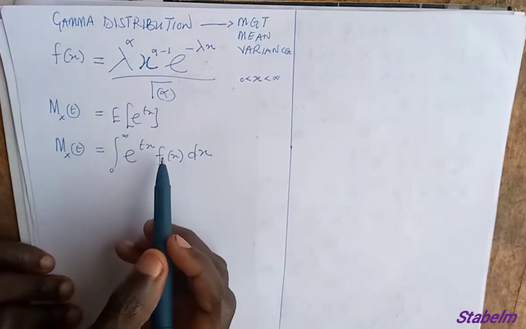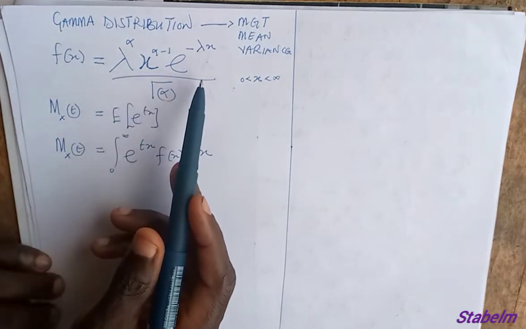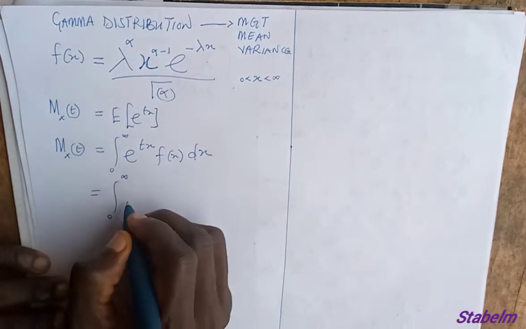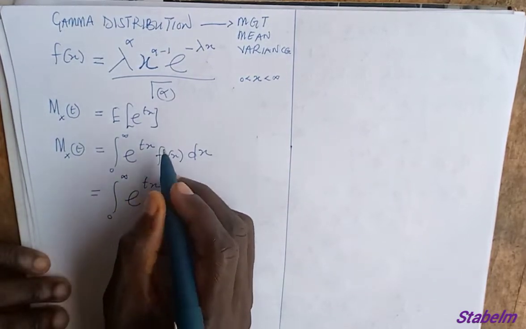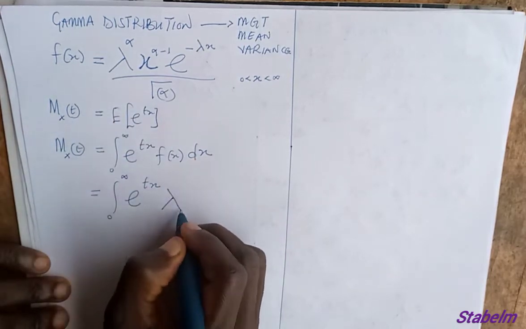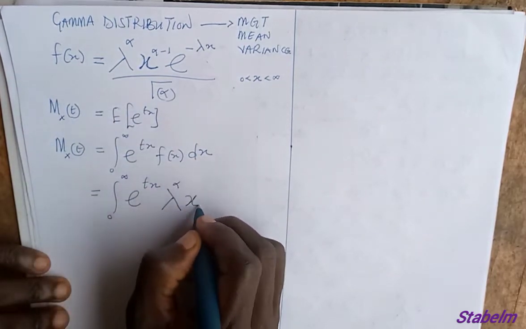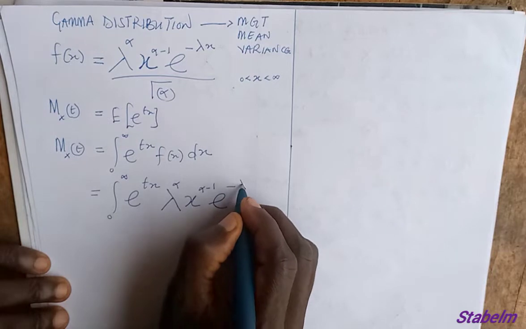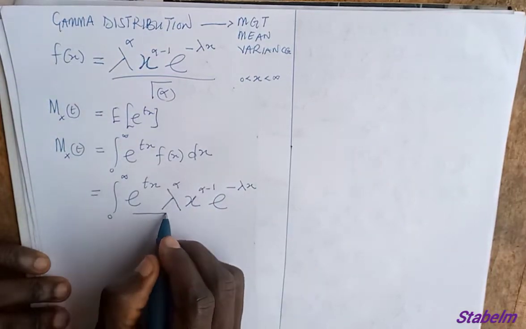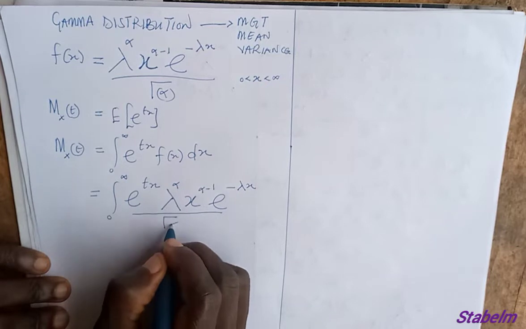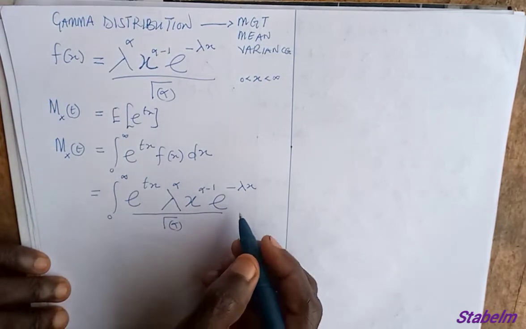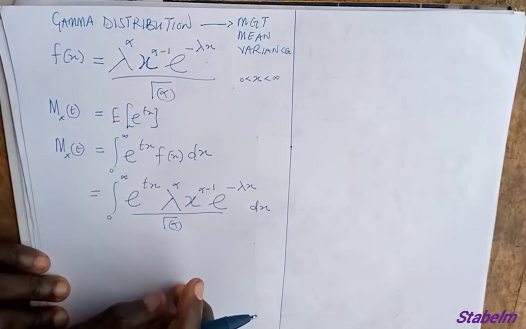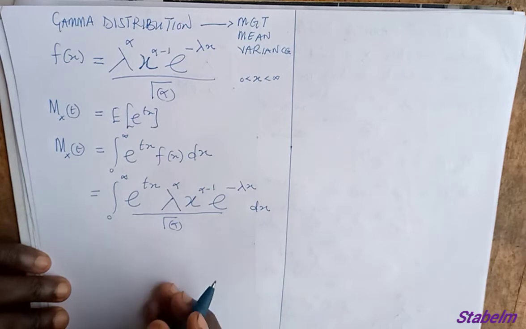In the case where our f of x is this distribution up here, we are now going to have this equal to the integral from 0 to positive infinity of exponential raised to power tx, then lambda raised to power alpha, x raised to power alpha minus 1, then exponential raised to power minus lambda x, all divided by gamma of alpha, with respect to x.